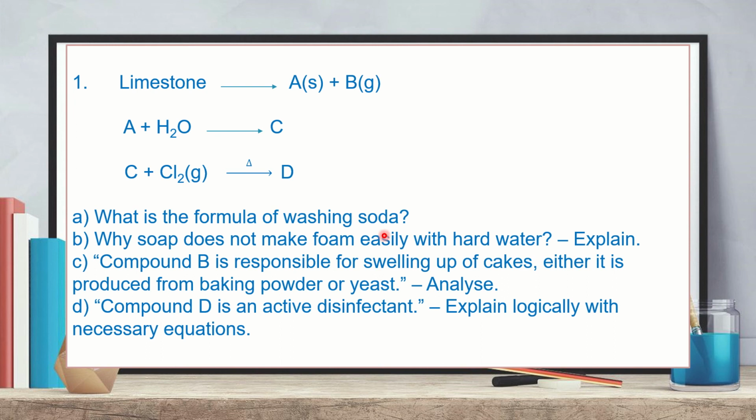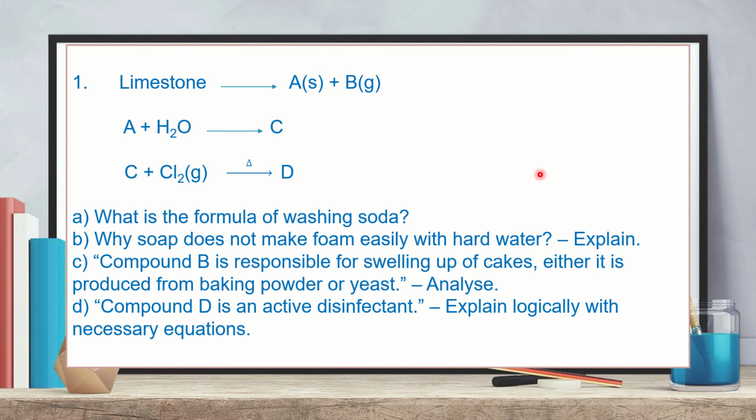Why does soap not make foam easily with hard water? Explain. In hard water, what things are present? Some soluble salts: calcium chloride, magnesium chloride, calcium sulfate, magnesium sulfate. So when soap is used in hard water, at first soap reacts with these soluble salts to make them insoluble. So more soap is needed to make foam with hard water, and soap does not make foam easily with hard water.